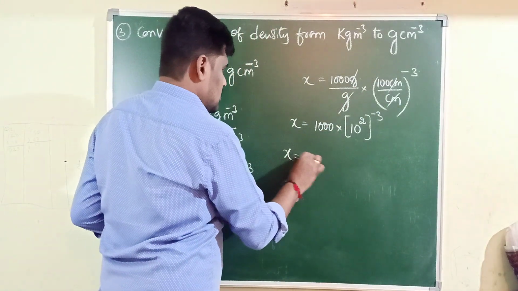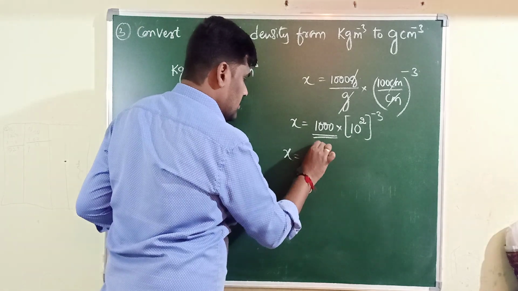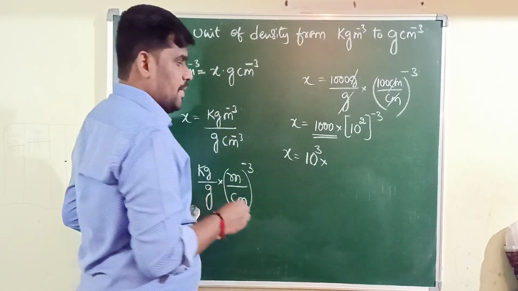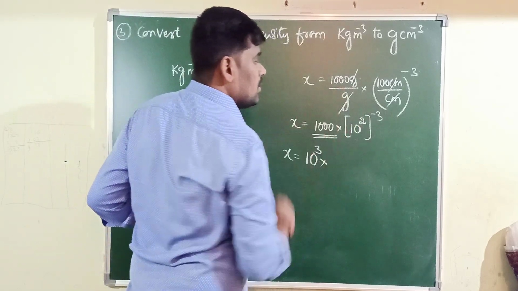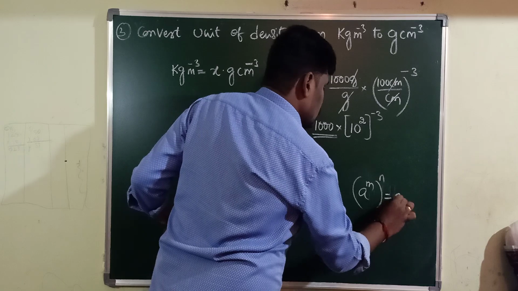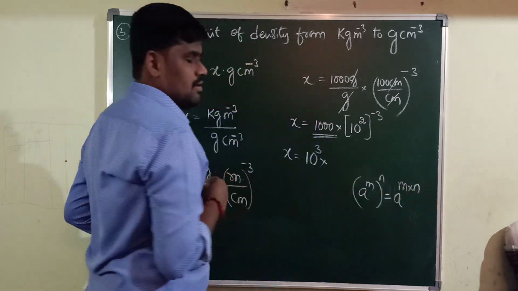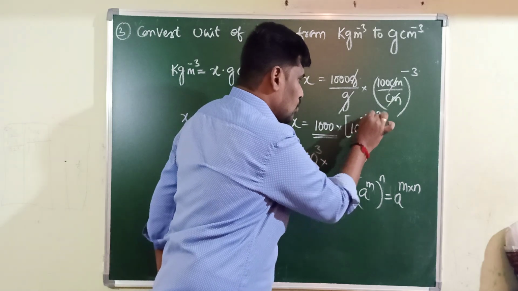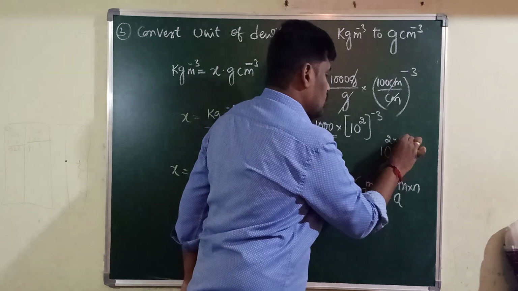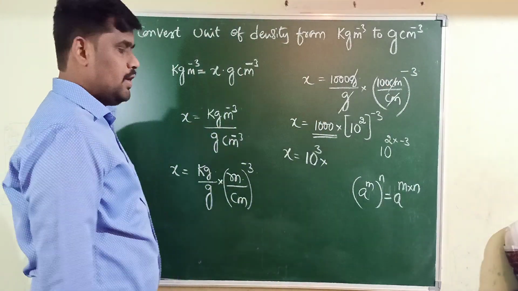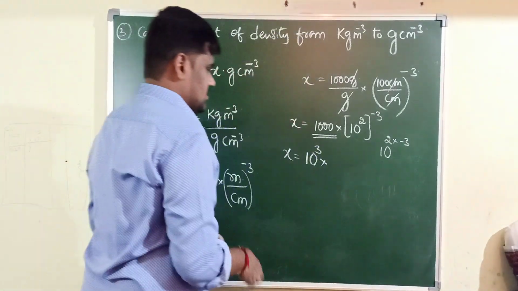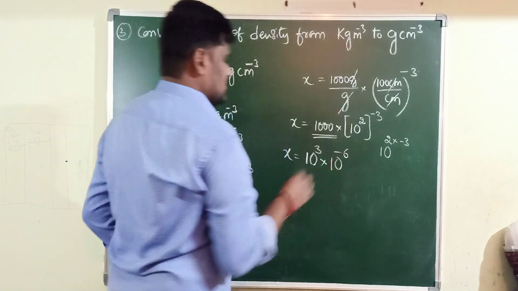Then x is equal to 1000, which I can write as 10 power 3, multiplied by 10 power 2 whole power minus 3. A power m whole power n should be equal to a power m into n. Which means 10 power 2 whole power minus 3 should be equal to 10 power 2 into minus 3. What is 10 power 2 into minus 3? 10 power minus 6.